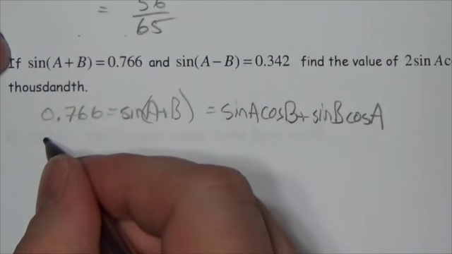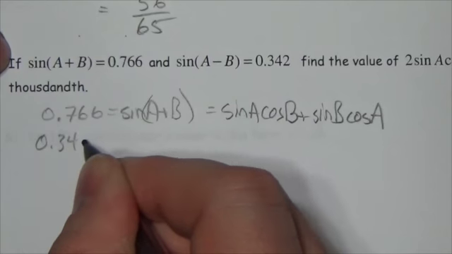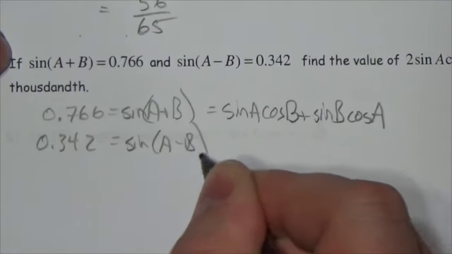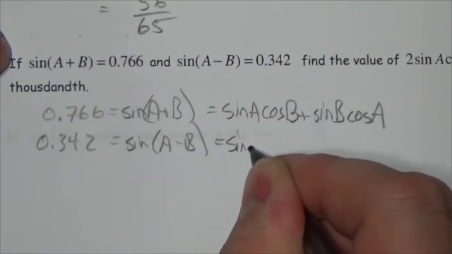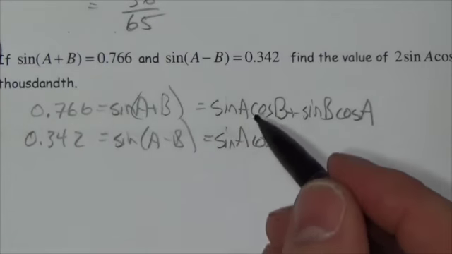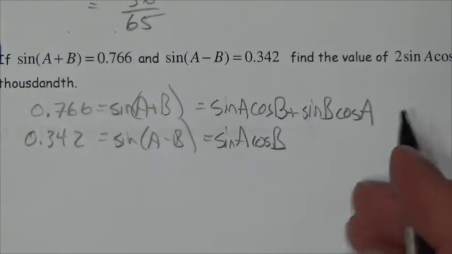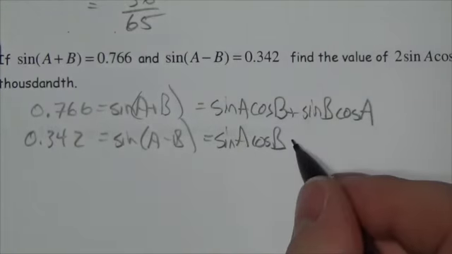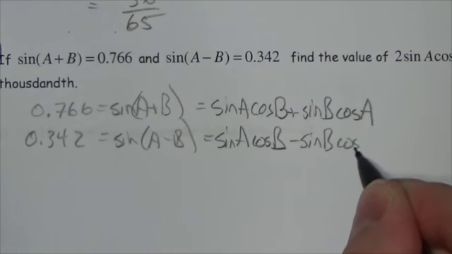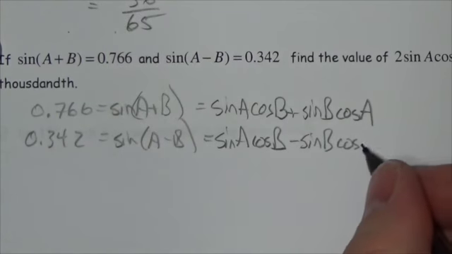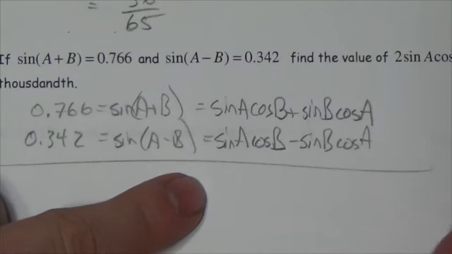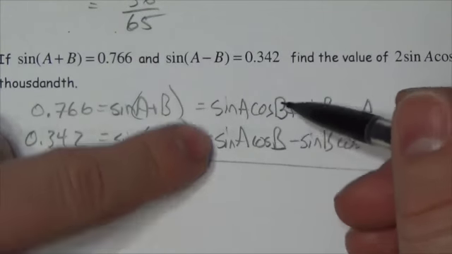Then we're told that 0.342 is going to be the sine of A minus B, and that is going to be the sine of A cosine of B. Oh, look at that. Those are identical. I wonder if that's going to play a factor here. Minus the sine of B, sorry, cosine of A. That's exactly what I meant to say here. Now, look at what I've got here. Look at those two. Those two are identical.